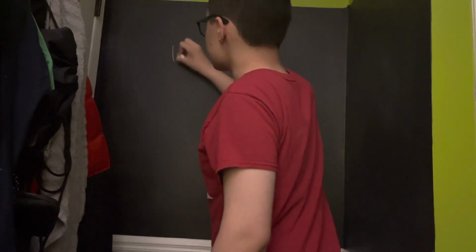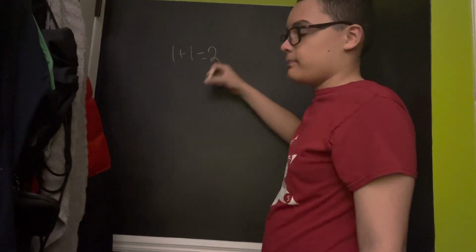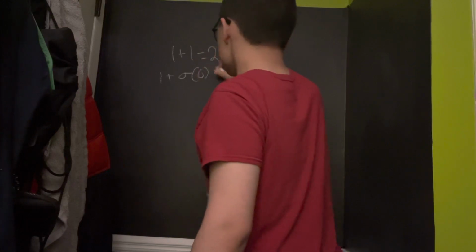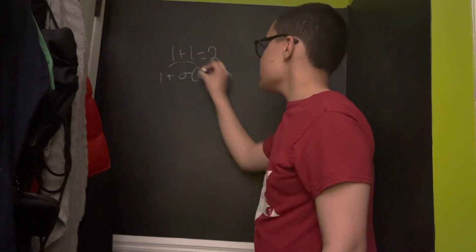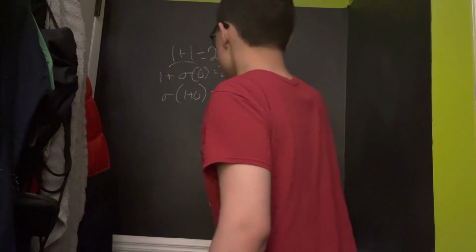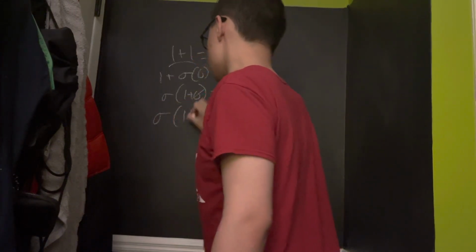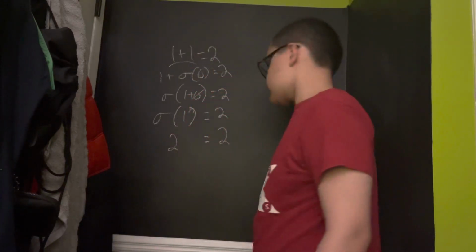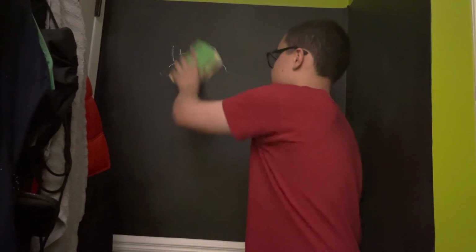So let's do this. So 1 plus 1 equals 2. So what is the number that comes before 1? It's obviously 0. So 1 plus the successor of 0 equals 2. And the definition of addition says that we can move this term inside. So it's going to be the successor of 1 plus 0. And the Peano axioms say that we can cancel this out. So it's going to be the successor of 1, which is 2. So 2 equals 2. This proof might not actually be a very good example, so I'm going to give you a better one.